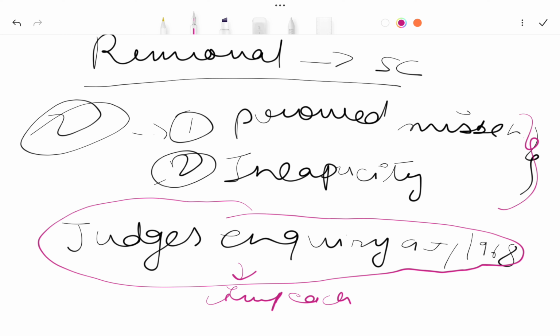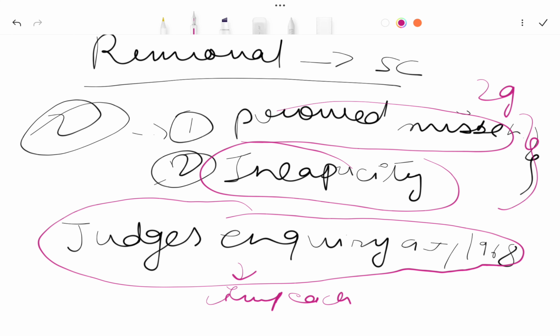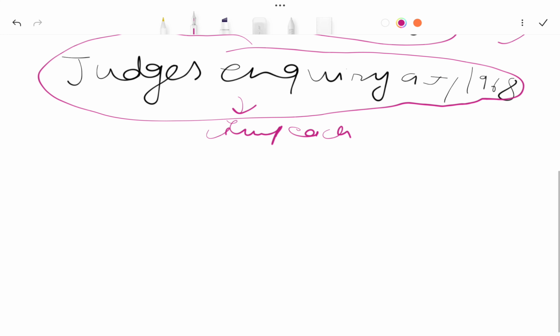There are two grounds mentioned for their removal. First is proved misbehavior and the second is incapacity. I think it is clear from these terms: proved misbehavior means he has done something wrong, and incapacity means he is not capable of performing the role of a judge of the Supreme Court. So through the process of impeachment the judge of the Supreme Court can be removed.